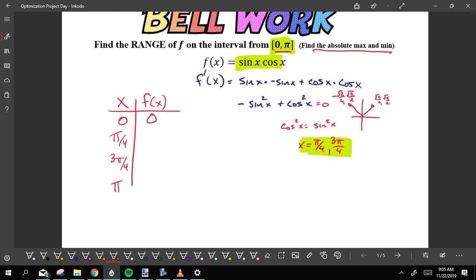Pi over 4. Sine of pi over 4. So again, we're right here on the unit circle. Sine at pi over 4 is going to be radical 2 over 2 times cosine of pi over 4, which would be radical 2 over 2. Square root of 2 times square root of 2 is 2, over 2 times 2, so my answer is 1/2.